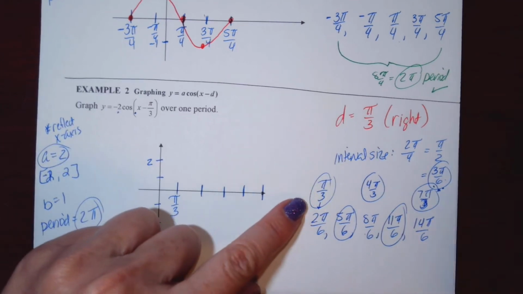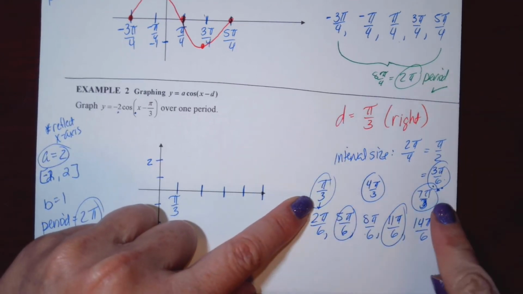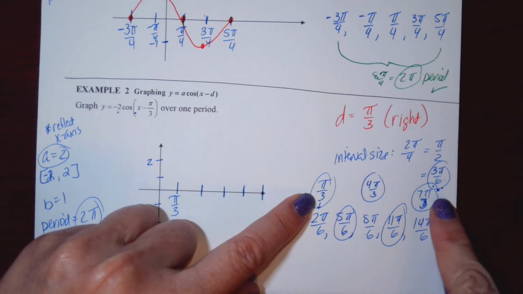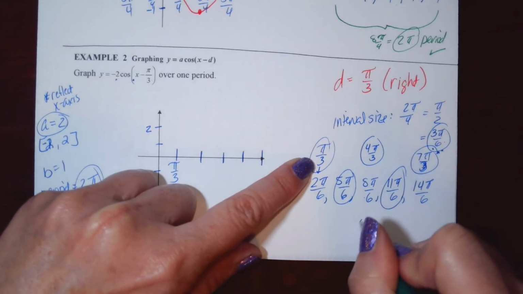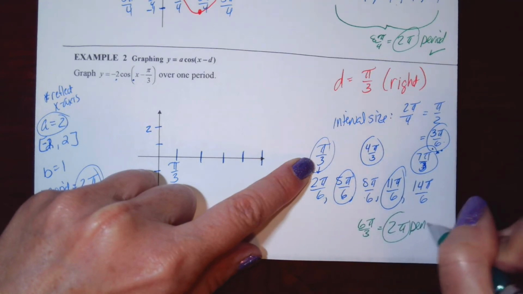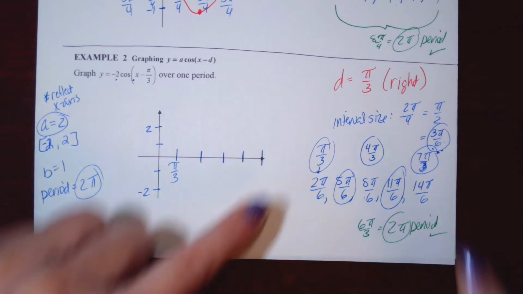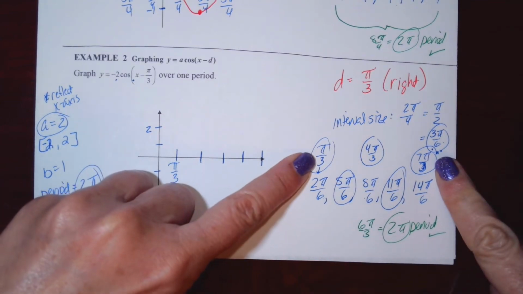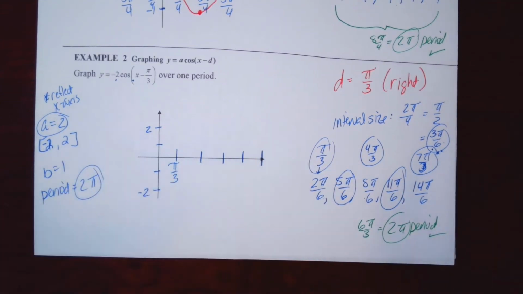Let's look at the difference and make sure we've got our period right. The difference between 1 pi third and 7 pi thirds, that difference is 6 pi thirds, which is 2 pi. That's the correct period. So we're good. The difference between the first and the 5th major point, that first point and that last point.